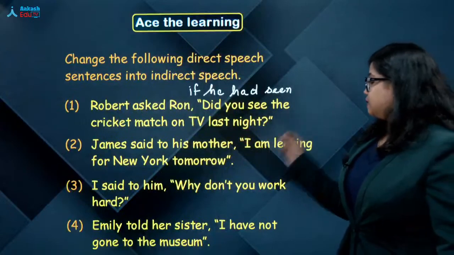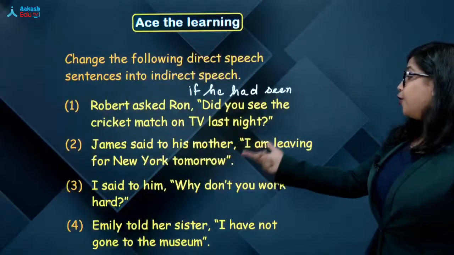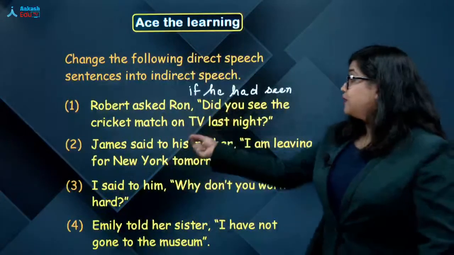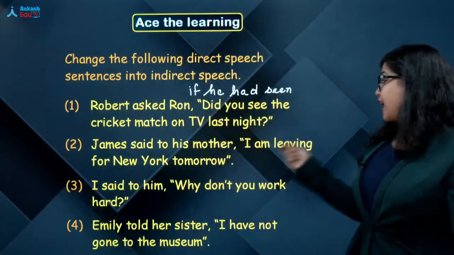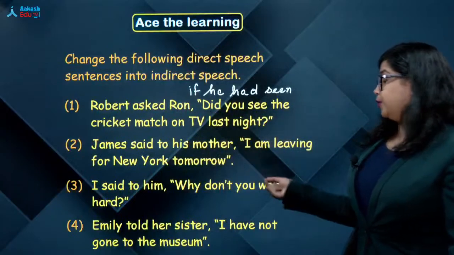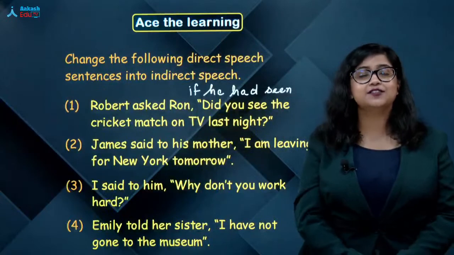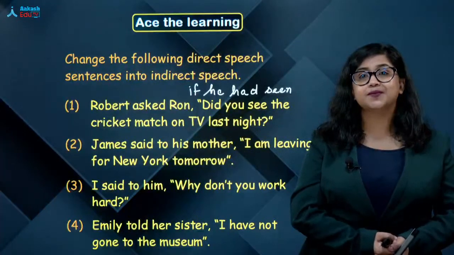James said to his mother, I am leaving for New York tomorrow. Look at the sentence carefully once again. James said to his mother, I am leaving for New York tomorrow. What type of a sentence is this? Come on, go ahead and guess the tense of the sentence.